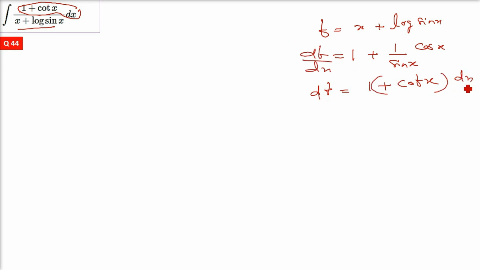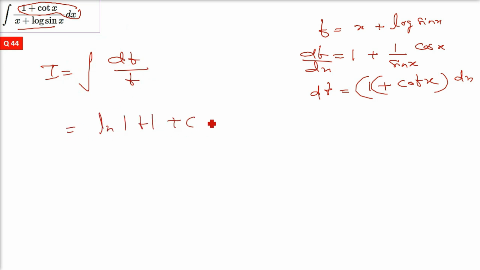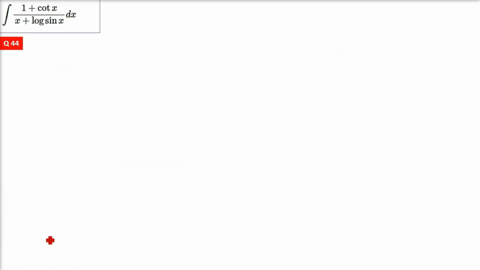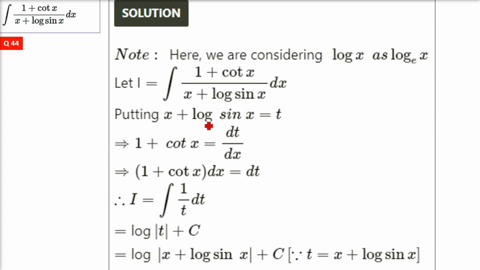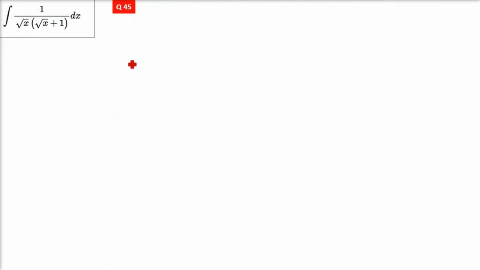When we take dx on the right hand side, we'll put it like this. Integration of numerator is dt, denominator is t. So this is ln modulus of t plus constant of integration. T is what? x plus log sin x. So ln modulus of x plus log sin x plus constant of integration. This is the way you are going to actually write it. Learning and understanding is different, but writing is different; you have to write every expression, every thought.